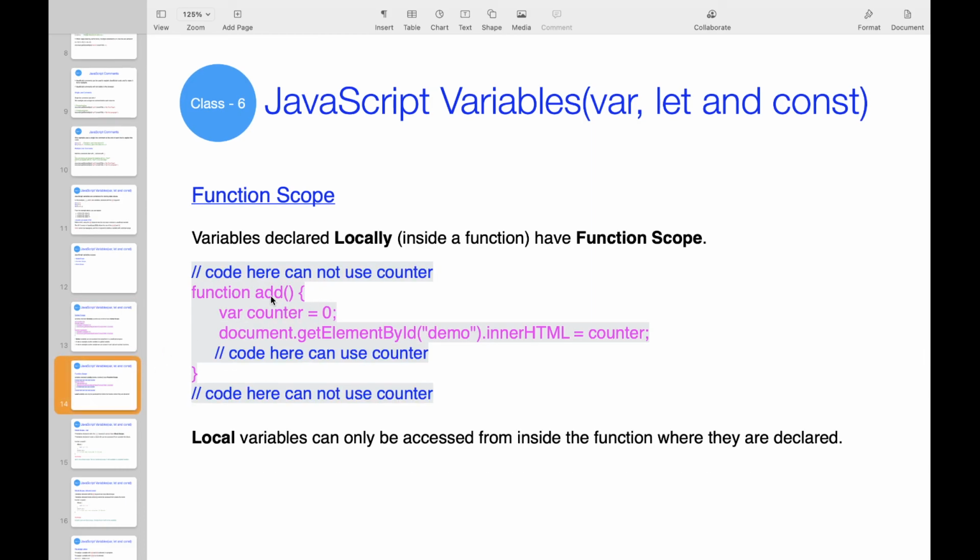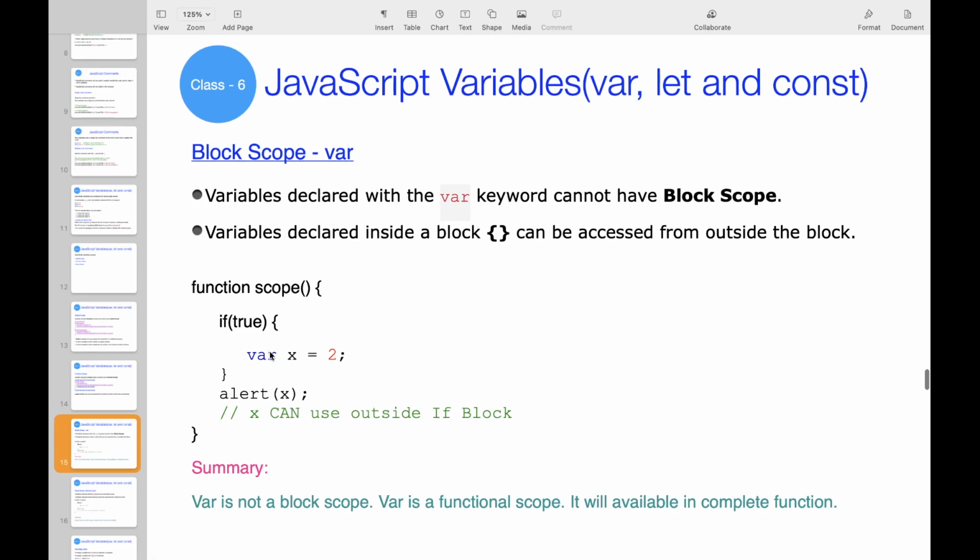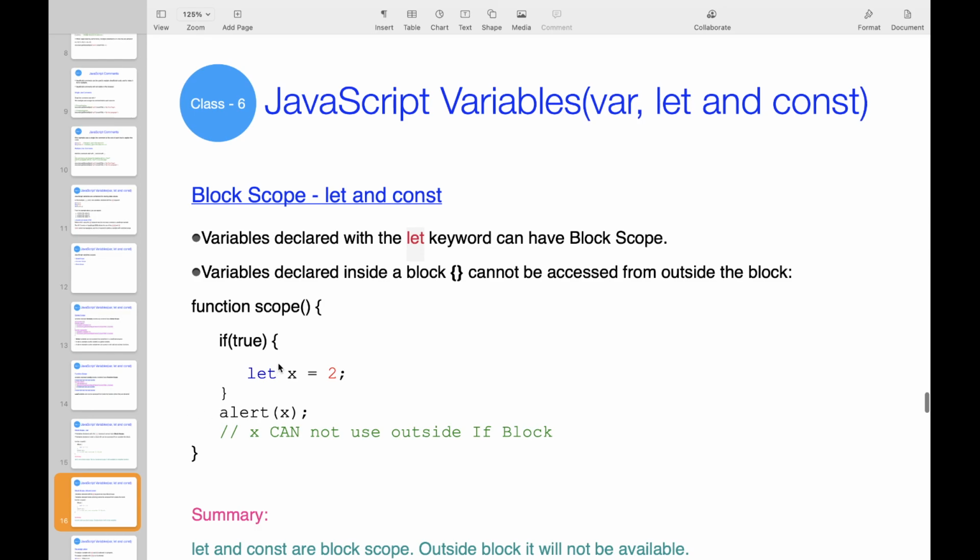Functional scope means we declare a variable within a function. That variable will be available only within the function; that is functional scope. Next one, block scope. What is a block scope? Within a block only: if block, else block, the variable scope will be there. So outside the if block, it will not be available. But if you declare with var inside an if block, it will be available in the complete function. That's why var is called functional scope. But if we use let and const inside an if block, they will not be available outside the if block. That's why let and const are block level scope. Within the block only that scope will be there.